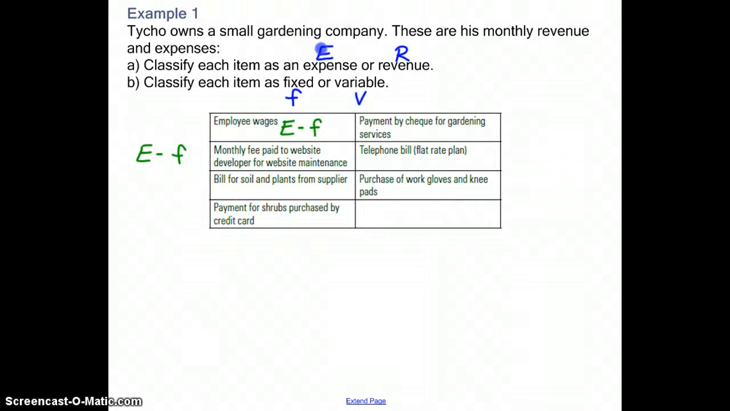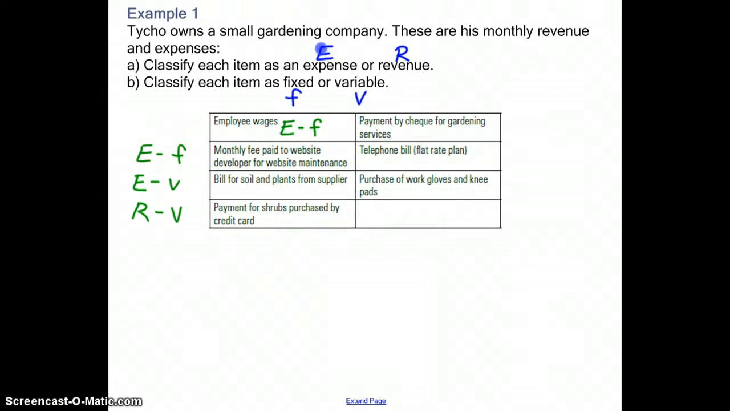Bill for soil and plants from a supplier. Expense, and it's just for one bill. So it's variable, good, because bills would all be different. Payment for shrubs purchased by a credit card. It's actually somebody paying them. Sorry, it's not very clear. Somebody's paying them. So that would be revenue, but it would be variable.